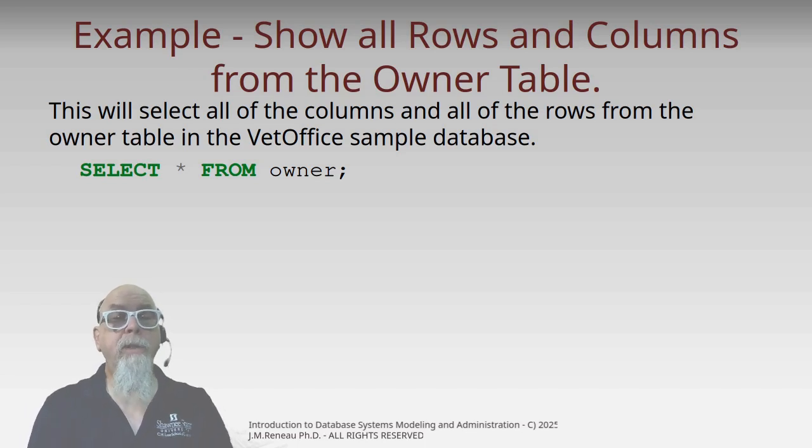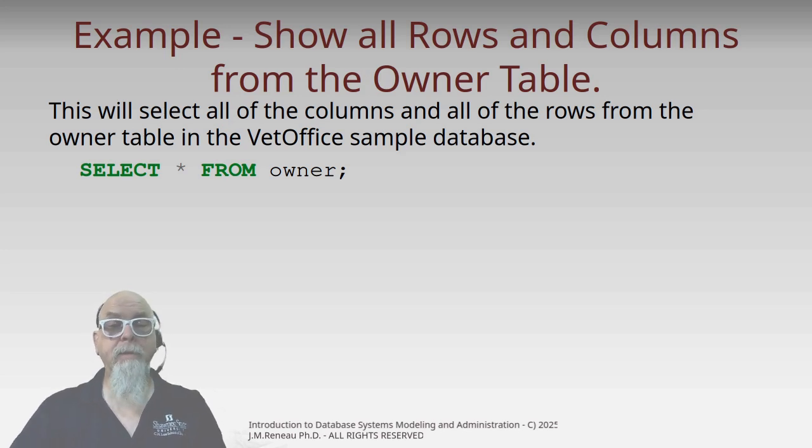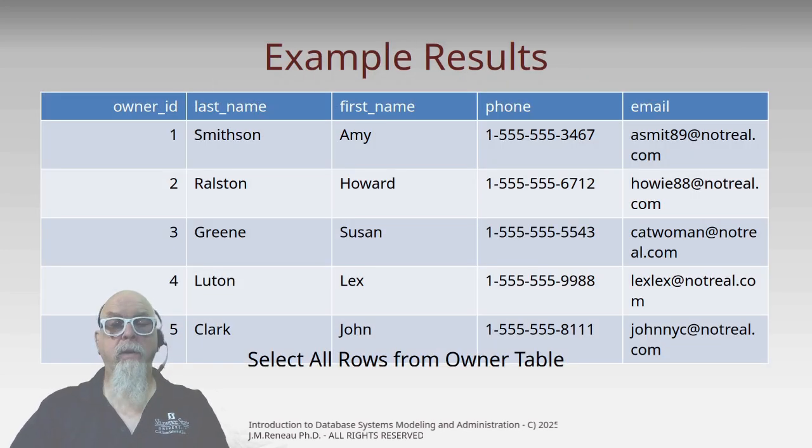For instance, in the book, we have a veterinarian's office database called Vet Office. It's one of our sample databases. You can find that sample database on the website and reference throughout the book. Select star from owner is going to give us all columns and all rows from the owner table. Let's see what happens. When that statement is executed, we get a record set that looks like this with the 5 rows and 5 columns of data from that table.